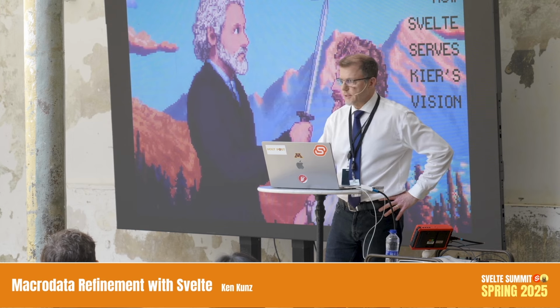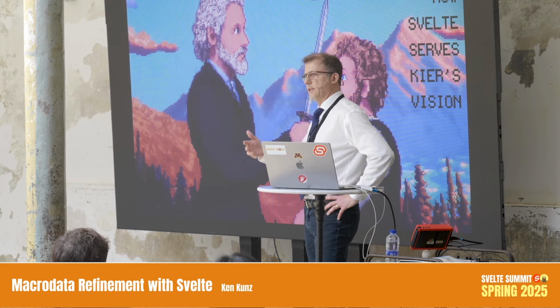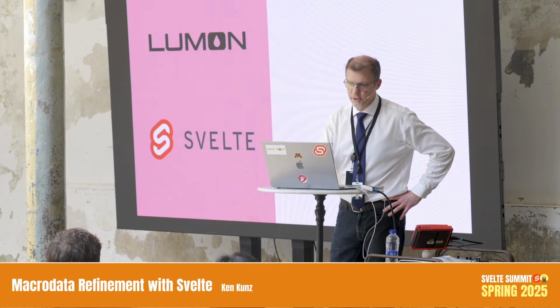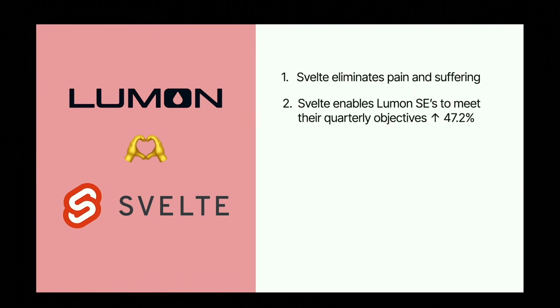But yeah, we want to express a little bit why Lumen selected Svelte. Why is it such a good fit for Lumen Industries? First off, as I said to Rich Harris, Svelte eliminates pain and suffering. How many of you would agree with this statement and have experienced this firsthand, right? Overwhelming evidence. Svelte enables Lumen's software engineers to meet their quarterly objectives at an increased rate of 47.2%. That's phenomenal, and really is one of the reasons that Svelte is now so supported by Lumen's management and the board.